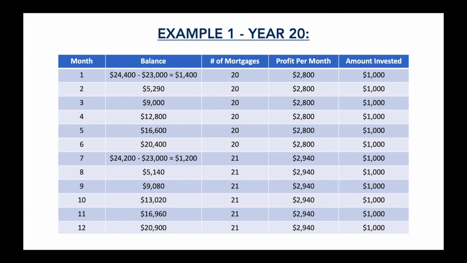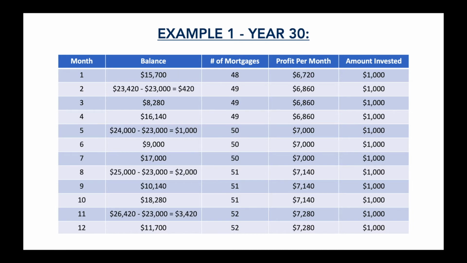At the end of year 20, we have 21 mortgages, and our profit per month is $2,940. At the end of year 30, we have 52 mortgages, and our profit per month is $7,280. That's an incredible amount of money, plus that isn't taking into account the fact that many of our mortgages are pretty close to being paid off. In the example I used, I considered each mortgage to be a 30-year mortgage, meaning that the first few mortgages will be paid off in the next few years.